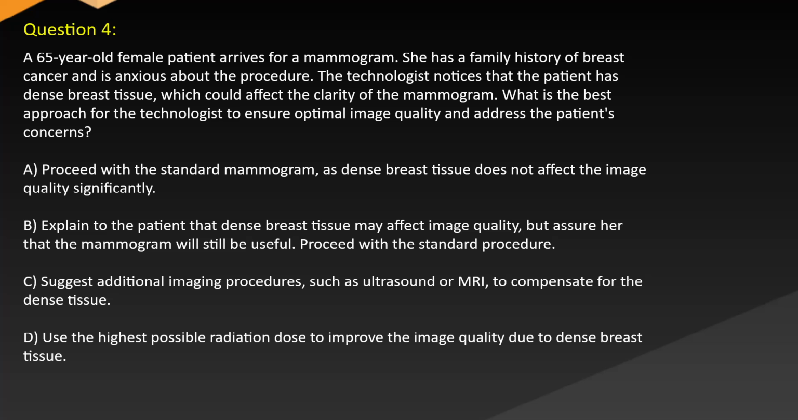A. Proceed with the standard mammogram as dense breast tissue does not affect the image quality significantly. B. Explain to the patient that dense breast tissue may affect image quality, but assure her that the mammogram will still be useful. Proceed with the standard procedure. C. Suggest additional imaging procedures such as ultrasound or MRI to compensate for the dense tissue. D. Use the highest possible radiation dose to improve the image quality due to dense breast tissue.